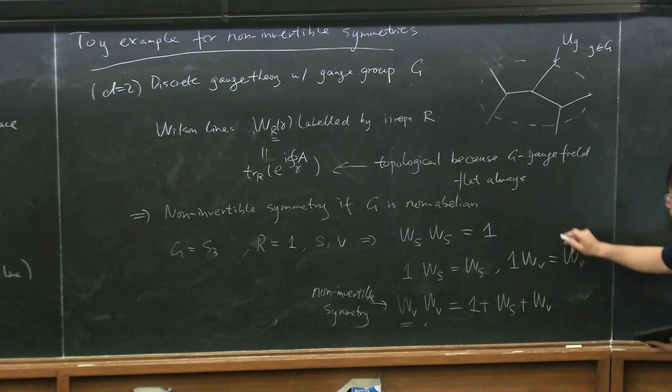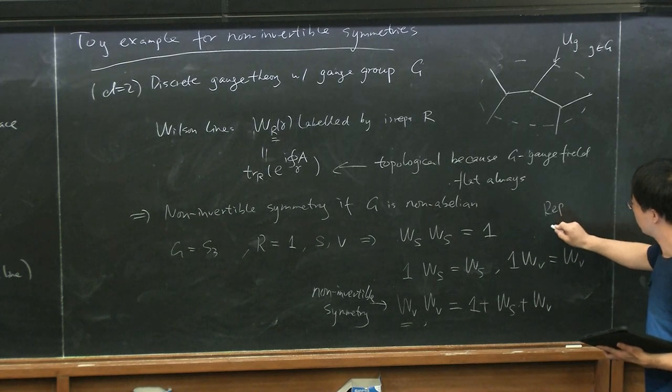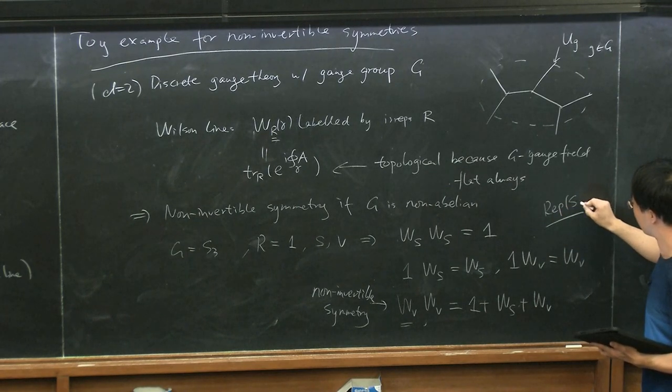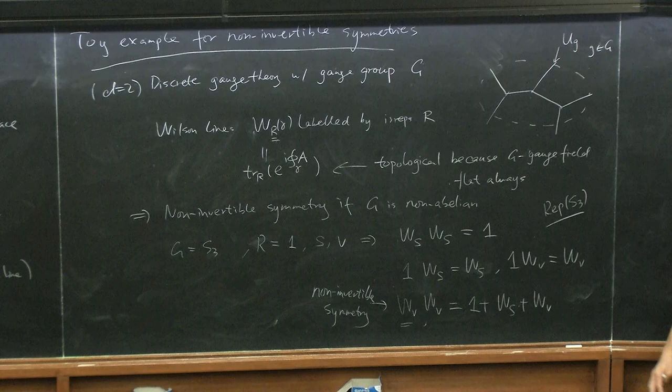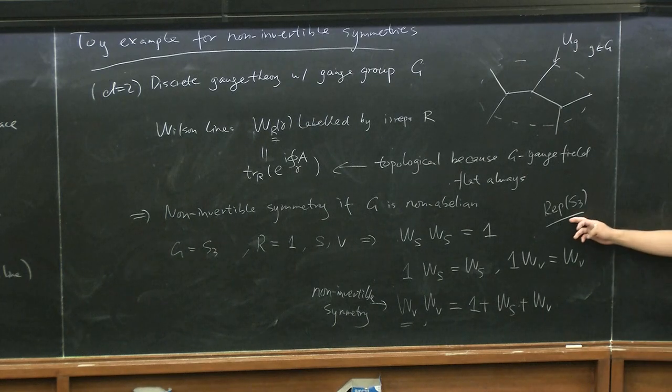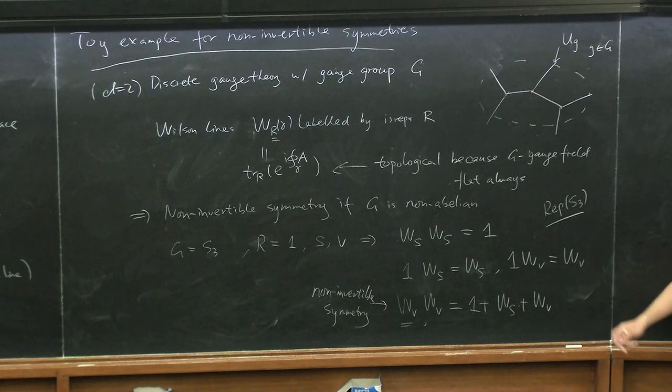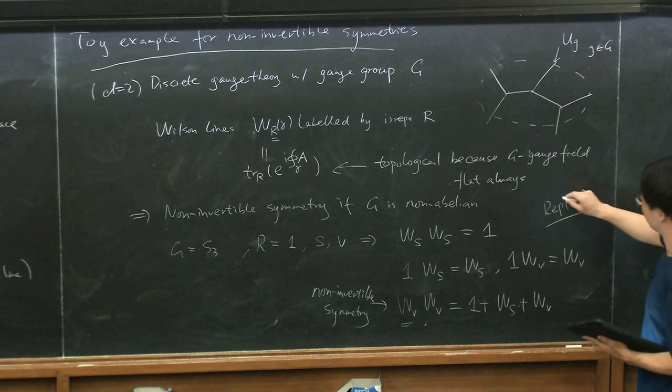This is a very simple model that realizes the symmetry. It turns out that this symmetry is usually denoted by Rep(S3), meaning that the individual generators of the symmetry are in one-to-one correspondence with the irreducible representations of S3. And later we'll see this kind of non-invertible symmetry show up in an interesting two-dimensional CFT, namely the three-state Potts model.